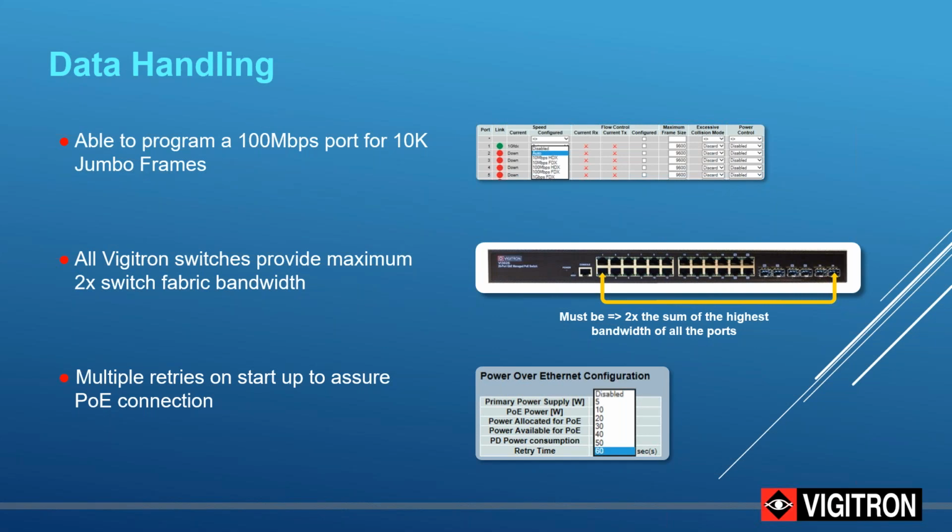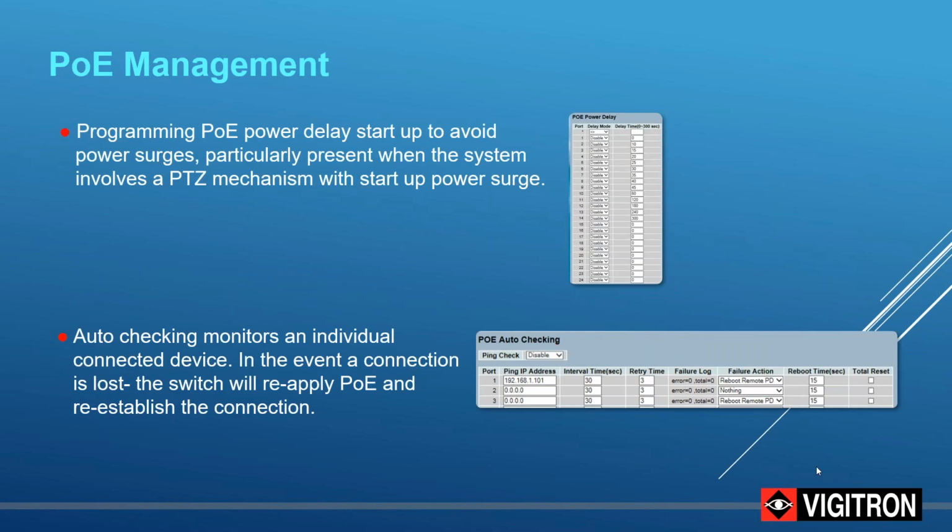All Vigitron switches have a minimum, an absolute minimum, of at least 2 times the sum of the highest bandwidth of each of the ports. So that takes care of the switch fabric consideration. Also on startup, Vigitron switches will test the line multiple times. So instead of just connecting once and saying, well, I didn't connect, or well, the PD demanded more power than I have, I'm going to try again just to make sure it wasn't a fluke. I also have the ability within Vigitron switches to protect it. And let me explain what I mean.